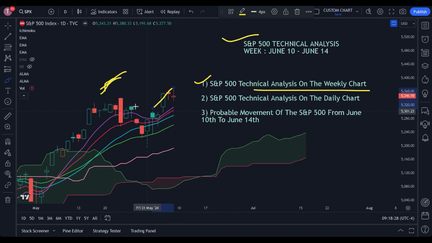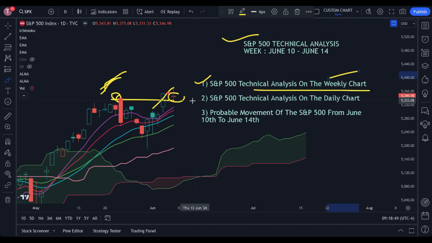Because of that, the S&P 500 is expected to remain bullish, especially because, if you notice, the closing of the S&P 500 was above the previous high. So that is another reason. I will discuss everything in detail on the weekly chart. And once again, the weekly chart is the big picture, a month or a quarter or so.